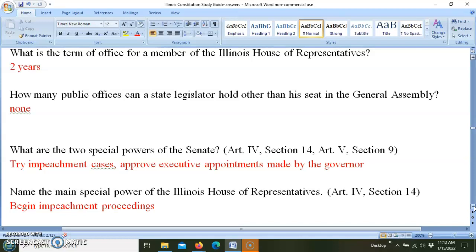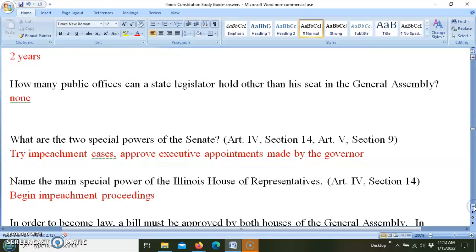Okay, moving on. Name the special power of the Illinois House of Representatives. They begin the impeachment proceedings. So the way that works, if it is felt that a member of the executive or judicial branches has done some serious wrongdoing, the House of Representatives can bring impeachment proceedings against that individual, and then the House will vote as to whether or not to impeach him. And if the majority of the members of the House vote to impeach, then that person is impeached. And at that point, he will go to the Senate for trial.